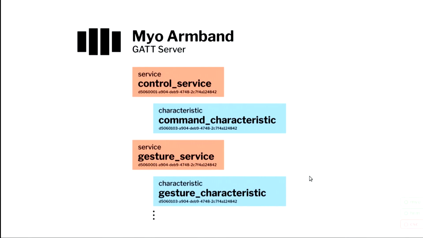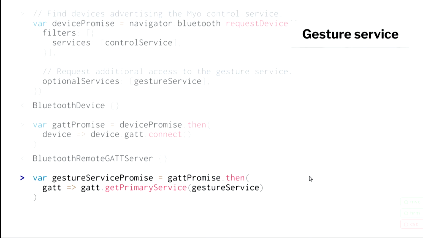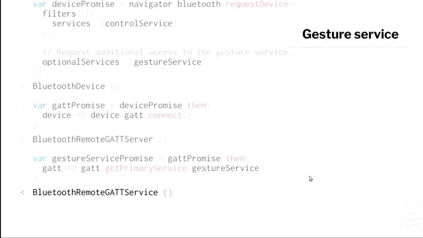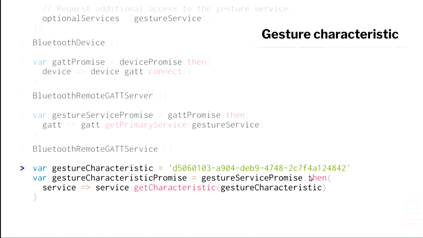As a demo, I'd like to show how to read and observe gestures from the device. So what we need to do is drill down into the GATT hierarchy and get the gesture service and then the gesture characteristic from that. To get the service, we call getPrimaryService with the ID of the service that we want. That returns a service object. And then we want to drill down and get the characteristic. We call getCharacteristic on the service with the ID of the characteristic we're interested in. Characteristics are the values of the key value pairs in the hierarchy.